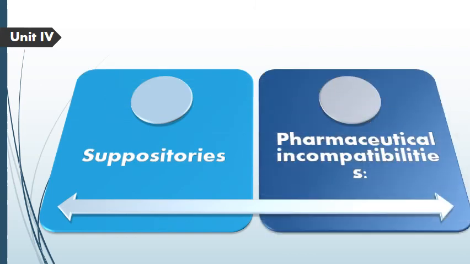In unit 4 we need to study two topics. First is suppositories and the second one is pharmaceutical incompatibilities. In suppositories we will cover the definition, types of suppositories, advantages and disadvantages, types of bases used for the preparation of suppositories, the method of preparation, displacement value and its calculation, and the last one is evaluation of suppositories. In pharmaceutical incompatibilities, we have to study what pharmaceutical incompatibilities are and the various classifications of incompatibilities with examples. So these two topics will be covered in unit 4.